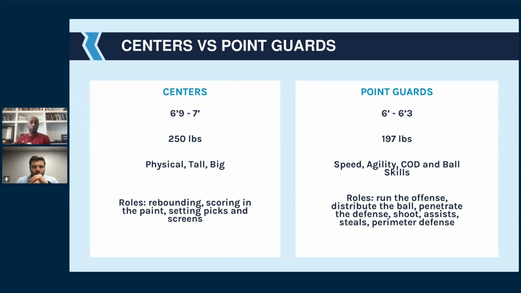Compared to your perimeter players, which are your guards, height-wise they're going to be shorter, 6 foot to 6'3". Average weight is about 197. They require speed, agility, change of direction, ball skills. A lot of that is what the demands are for their position. Their roles are to start the offense. They run the offense, they distribute the ball, they penetrate, so they drive to the basket, they shoot. They're looking to set up other players through assists, and they're also making sure they're playing perimeter defense, not so much in the paint.